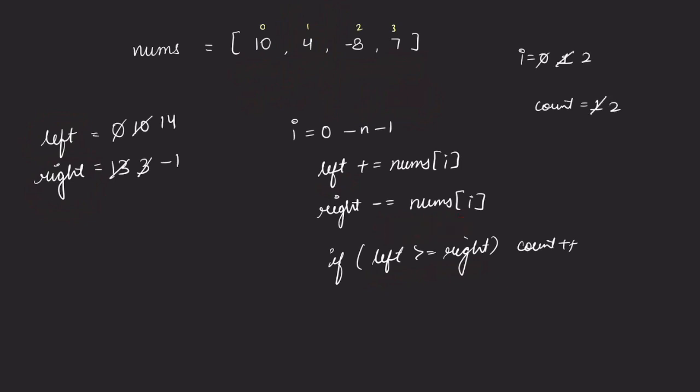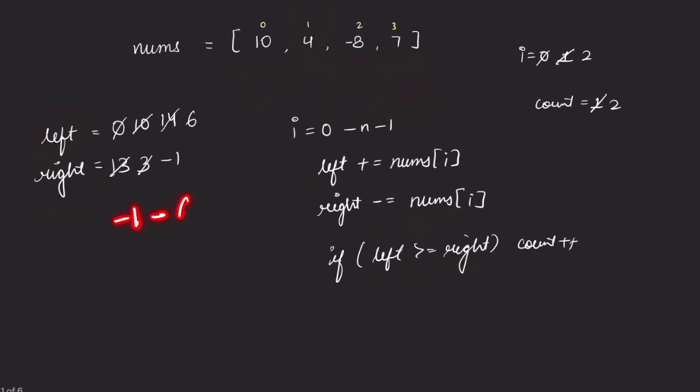Then i will become 2. We will do a split over here. Minus 8 will be added to left, so it will become 6. In right, it will be minus 1 minus minus 8, so it will be minus 1 plus 8, that is 7. Now is 6 greater than or equal to 7? No. So count will remain as is, and then i will become 3 and we will stop here. So this is the count and that is your answer.